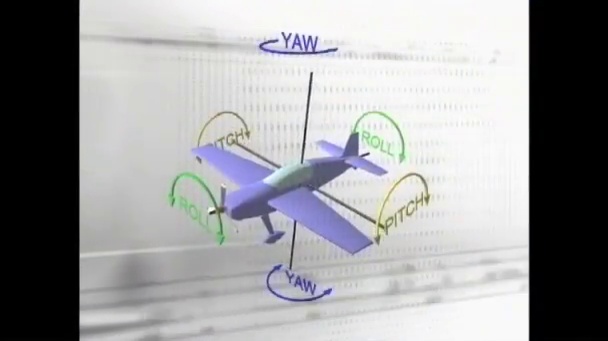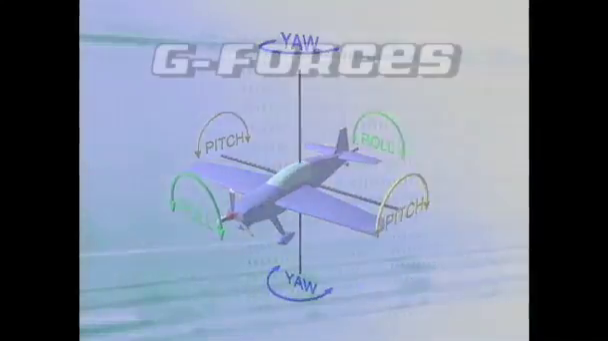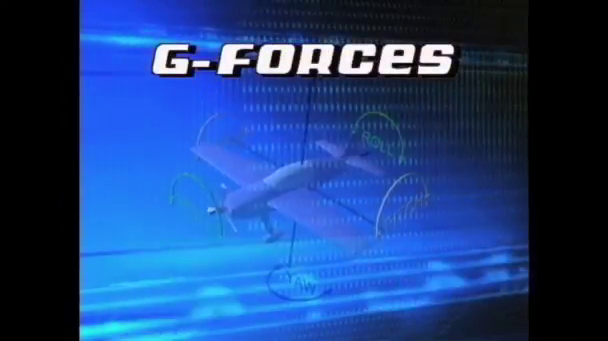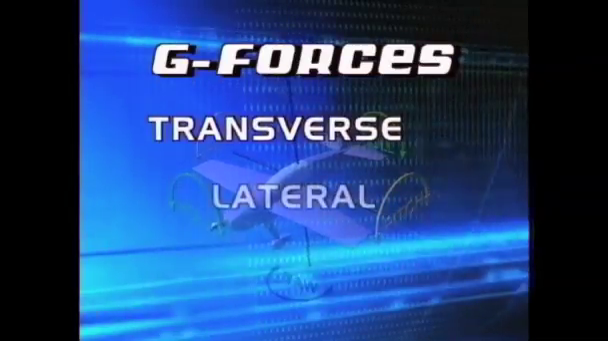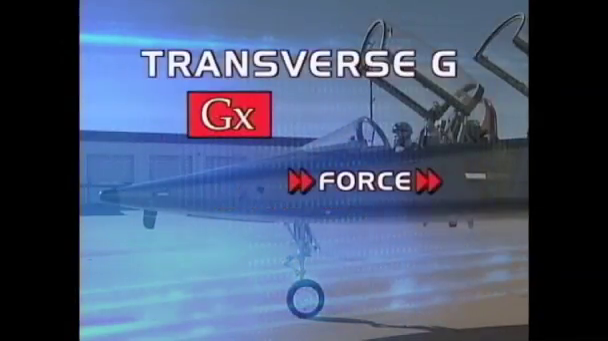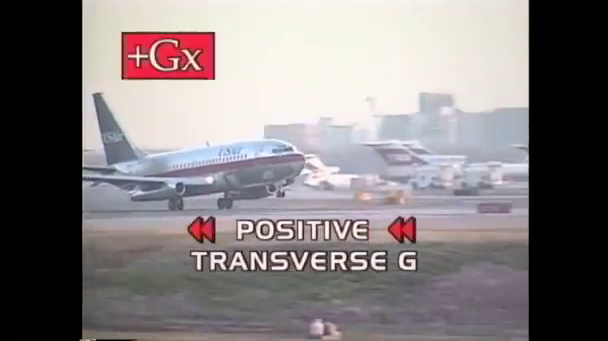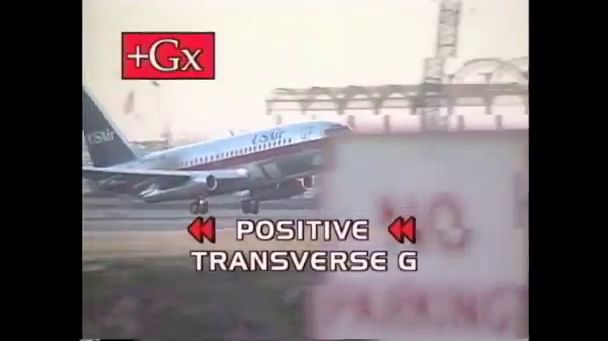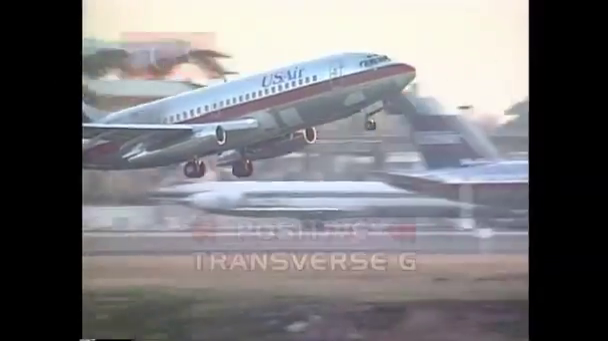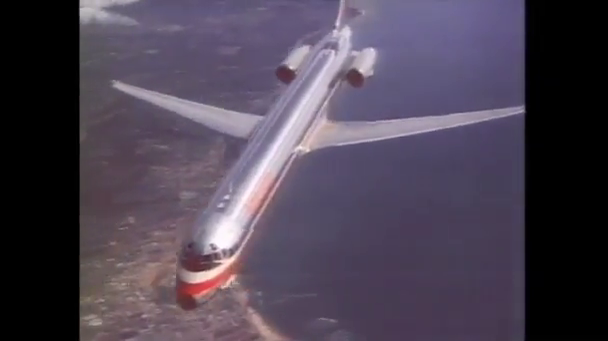The position of the body relative to the acceleration applied allows us to classify G-forces into 3 types: transverse, lateral, and vertical. A transverse G-force is also known as Gx. It is the force applied to the front or back of the body. A positive transverse G, which is front to back, is typically experienced during takeoff and while increasing airspeed during level flight.